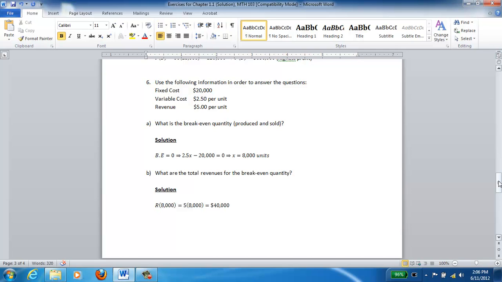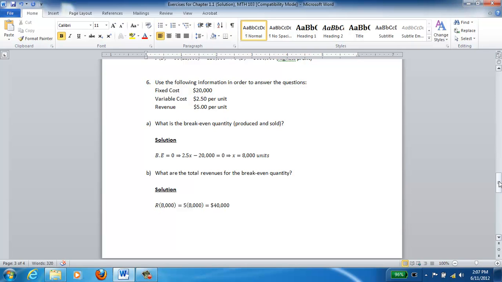Use the following information in order to answer the questions. Given a fixed cost of $20,000 and a variable cost of $250 per unit and a revenue of $5 per unit, what is the break-even quantity produced and sold? Solution. Break-even point of 2.5x minus 20,000 equals 0 yields a solution of 8,000 units.